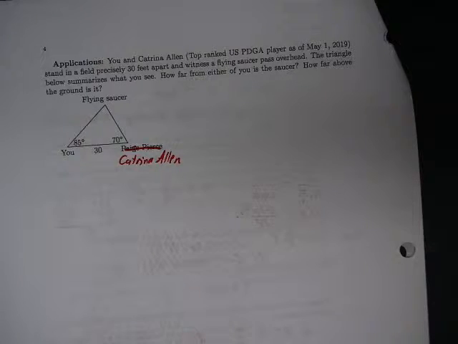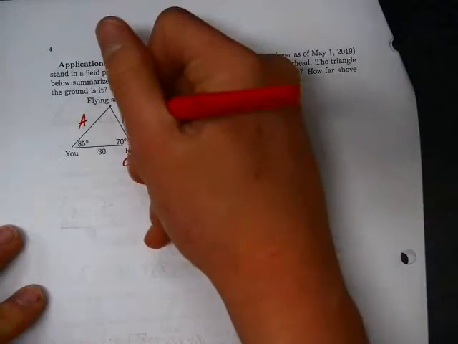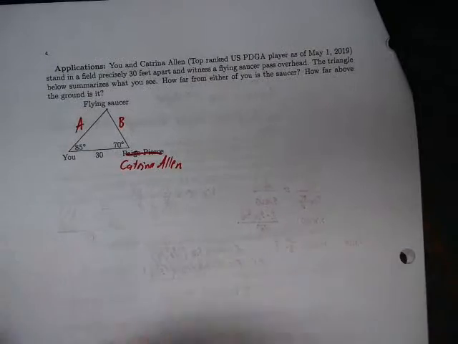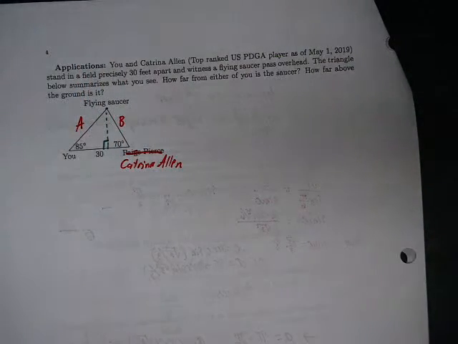So let's try to answer, I guess, 3 questions. What's the distance from you to the flying saucer, from Katrina Allen to the flying saucer, and how far above the ground is that flying saucer? So let's go ahead and do it. So let's label all the sides I want. I want to know how big is that side length, because that's the distance from you to the flying saucer. The distance from Katrina Allen to the flying saucer. And I would also like to know how far the flying saucer is above the ground. That is, I would like to know this side length.